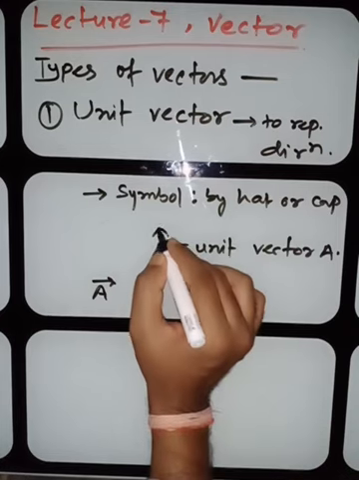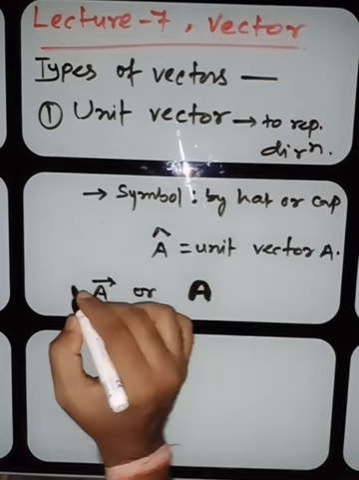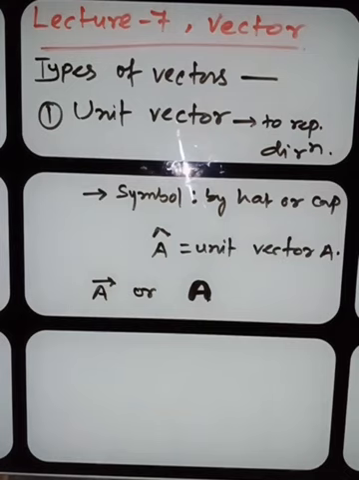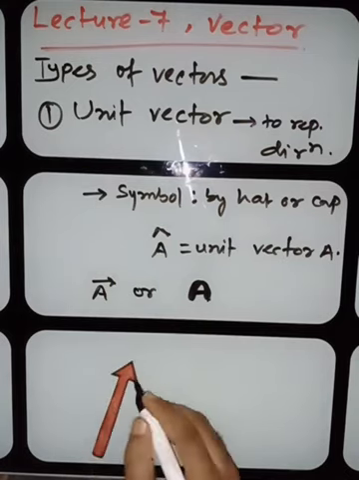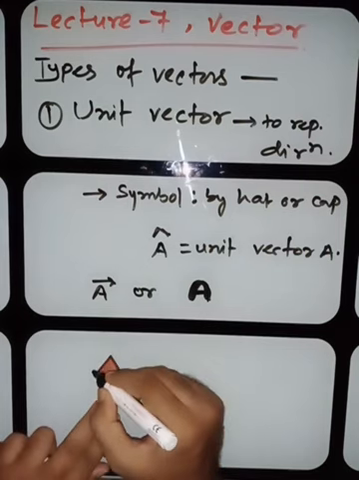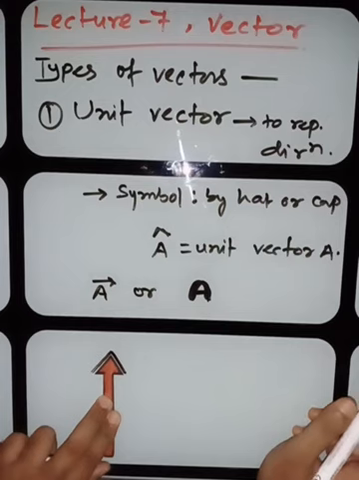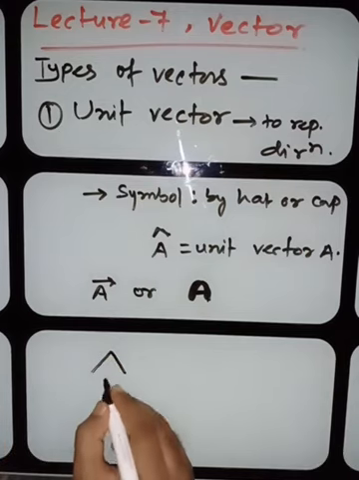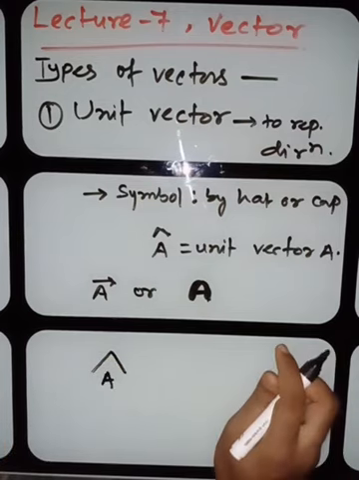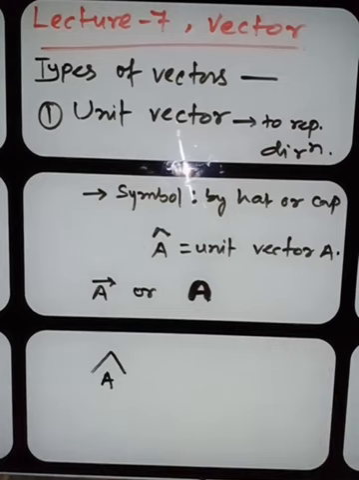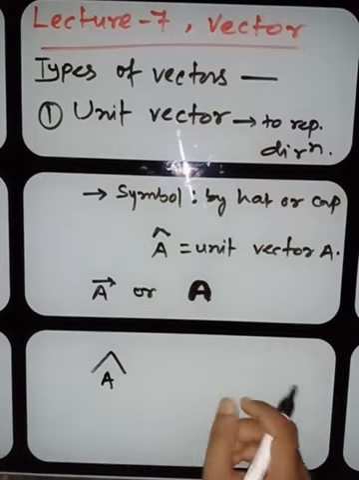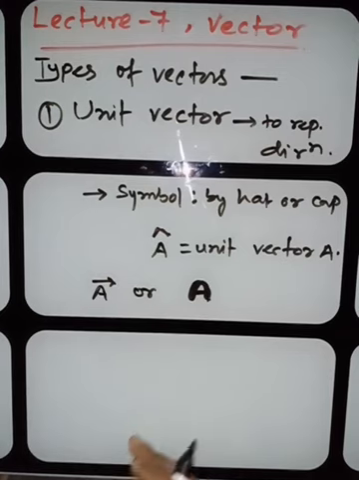Actually this hat or cap is nothing but the direction of the arrow. This was my arrow, this is the vector. And I'm using this particular symbol, you can see this one, and this is the unit vector, nothing else. Here I'm writing A. So this hat or cap is actually used to make the unit vector, that is, it is used to represent the direction.